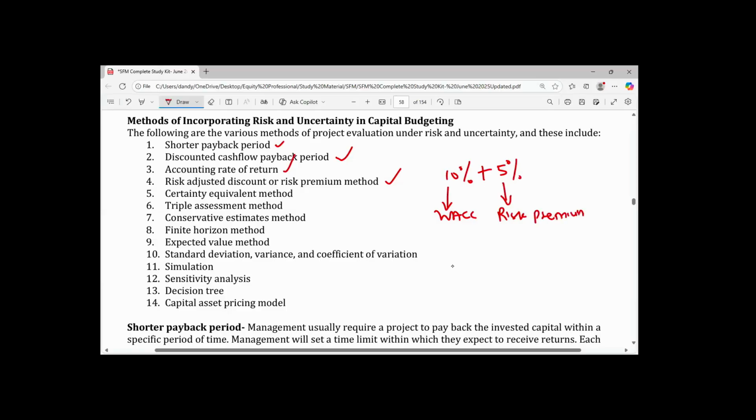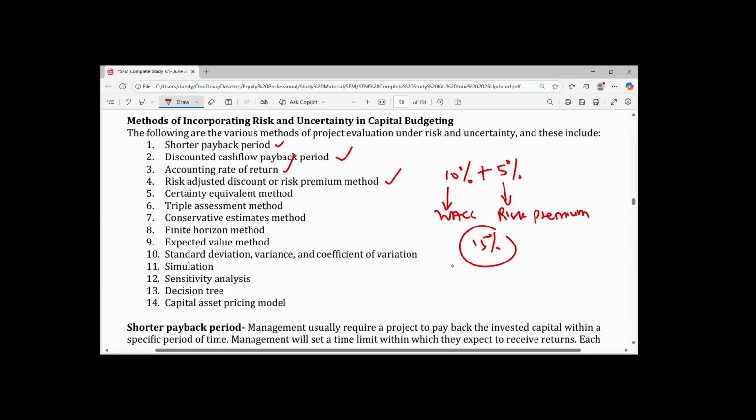The addition of the two, which is 15%, is what you are going to use to discount the future cash flow that the project will generate. So that's what you need to do under the risk-adjusted method. Therefore, if the project NPV, using the combination of the WACC and the risk premium, produces a positive NPV, that means it is financially viable, and the project should be undertaken. All right. So that is what you need to do under the risk-adjusted method.